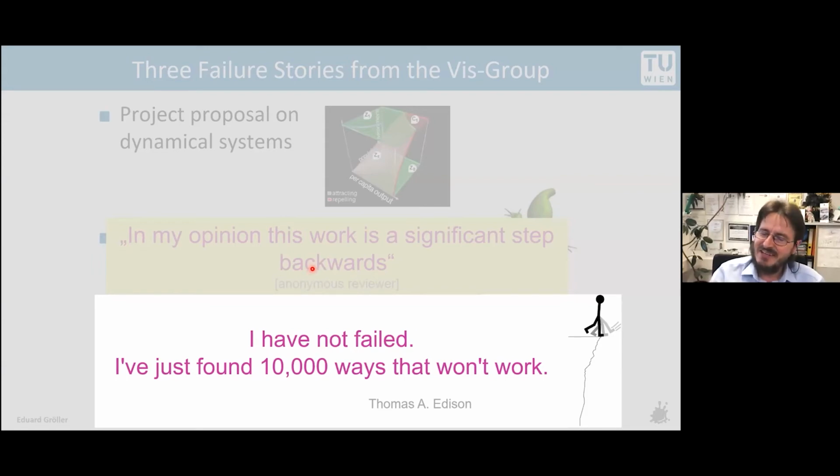He got for a second paper also a very interesting reviewer comment. Something like, the result images look interesting, but there's no indication that they were generated by intent. So in a very literary, poetic way, the reviewer was saying that we are doing something arbitrarily. But Edison said, I have not failed. I've just found 10,000 ways that won't work.